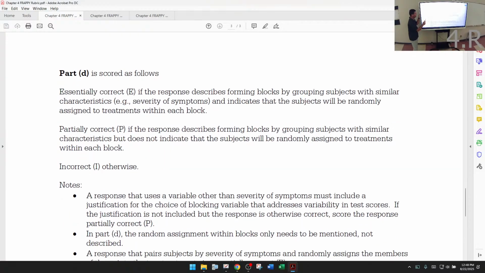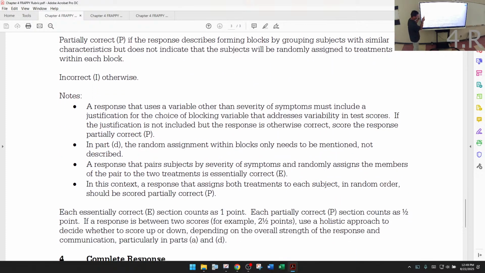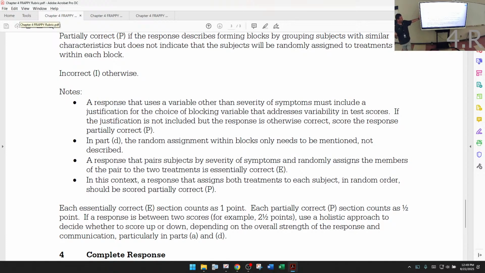Part D. Essentially correct: the response describes forming blocks by groups of subjects with similar characteristics and indicates that the subjects will be randomly assigned to treatments within the block. Partially correct: the response describes forming blocks by groups of subjects with similar characteristics, does not indicate they're going to be randomly assigned within the block. Notes. They threw some notes up here for you guys. A response that uses a variable other than the severity of symptoms must include a justification, somehow or another, that addresses the variability in the test scores. If the justification is not included, but the response otherwise is correct, we can score it a P.